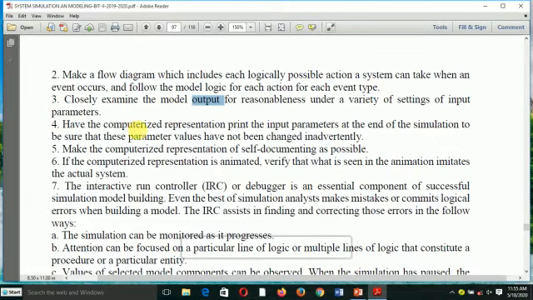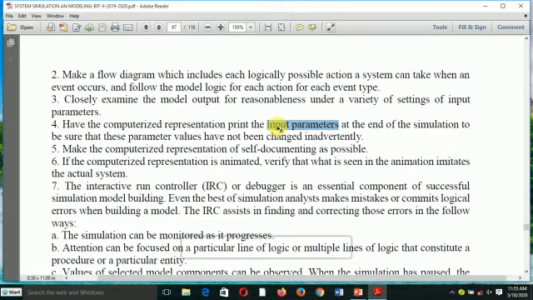You can check that. So you also have a computerized representation. Print the input parameter at the end of the simulation to be sure that this parameter value has not been changed in the inventory. So you print out the input parameter. For example, the input parameter is the value we are going to enter, and then the output will be the results. So you have to change the input to see the different results.